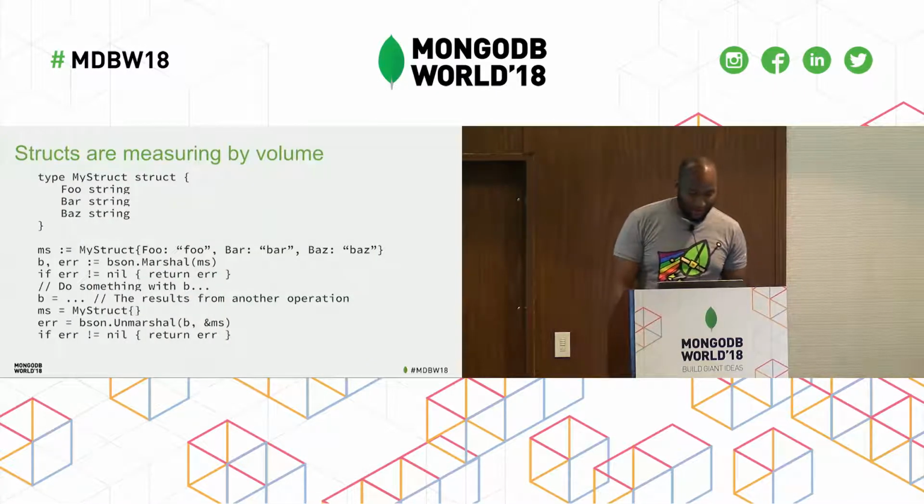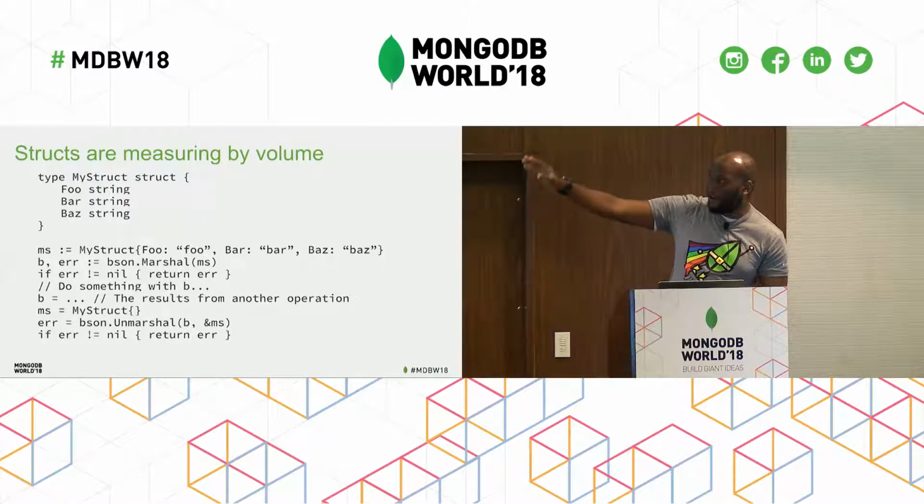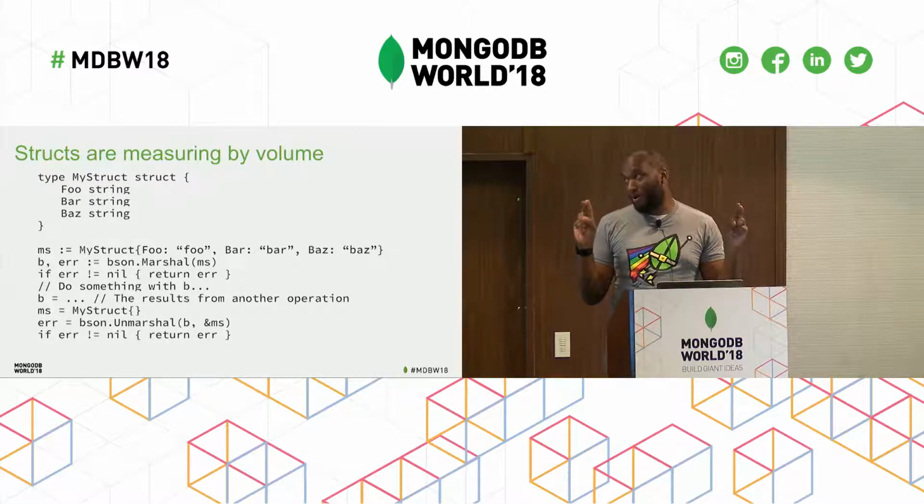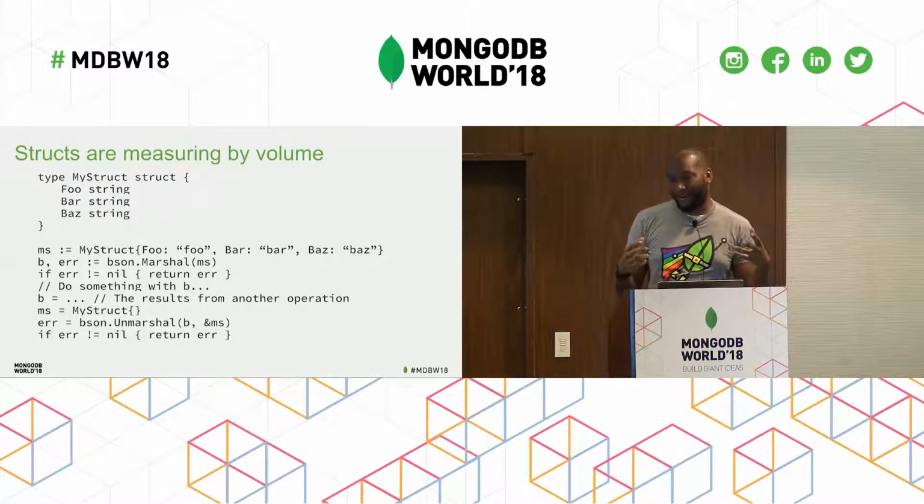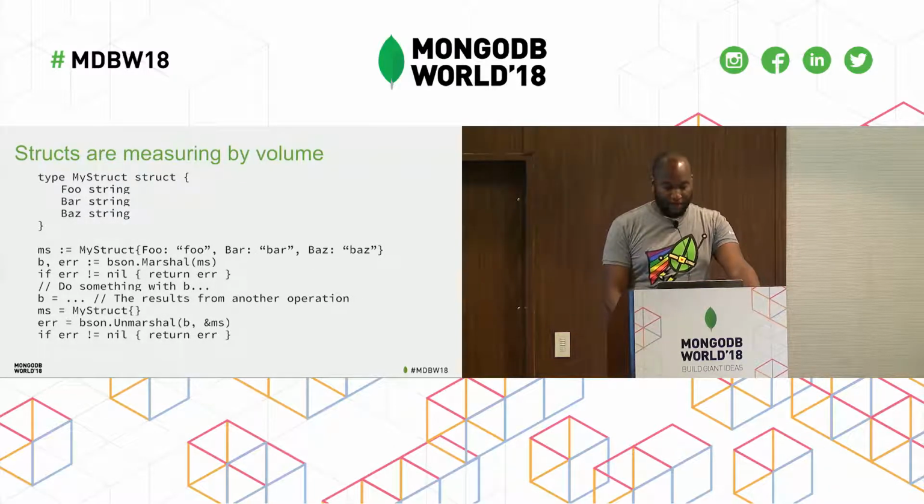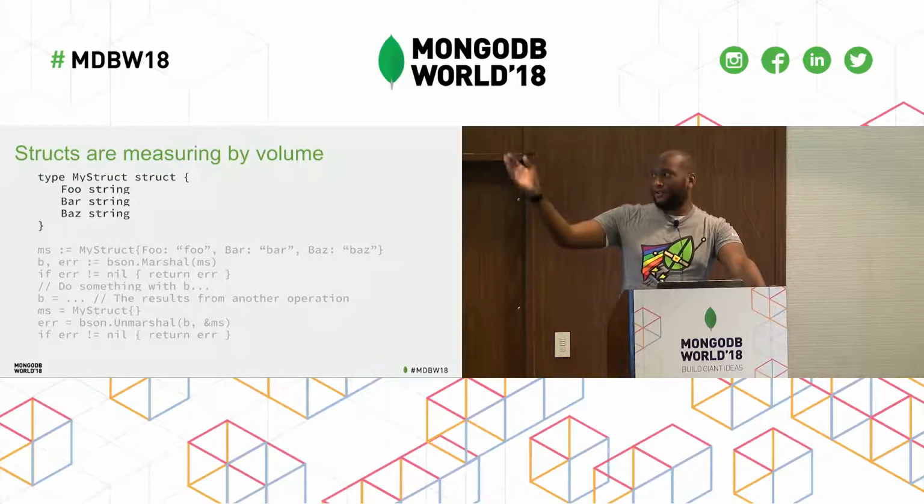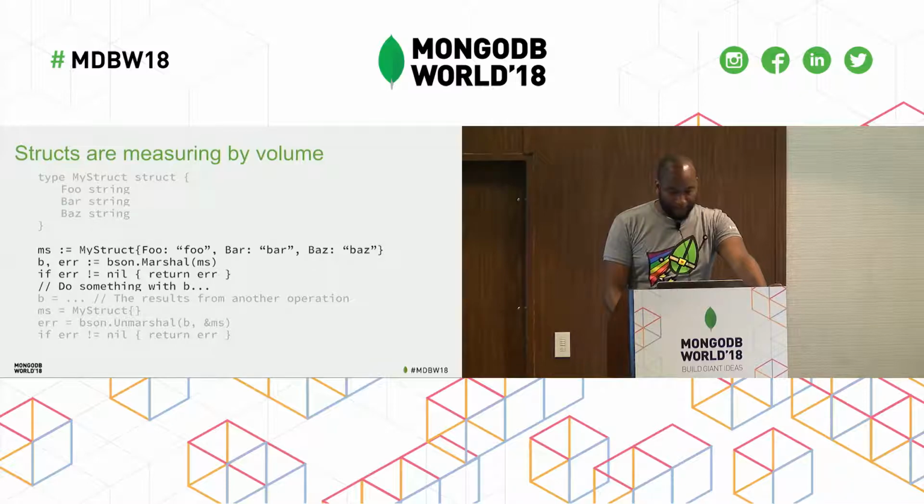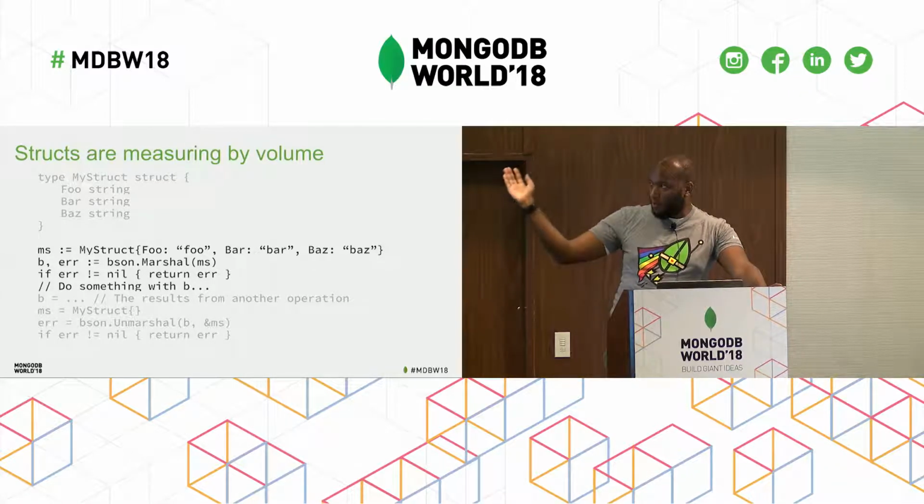So we're going to expand on the MyStruct type here to give you an idea of what we're actually doing under the hood when we're measuring our structs by weight, or by volume, sorry. We have a basic MyStruct here that has 3 fields, foo, bar, baz. They are all strings. And let's say we instantiate one, we want to call Marshal.